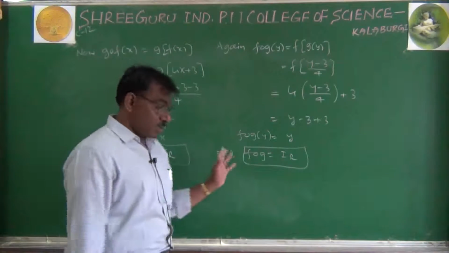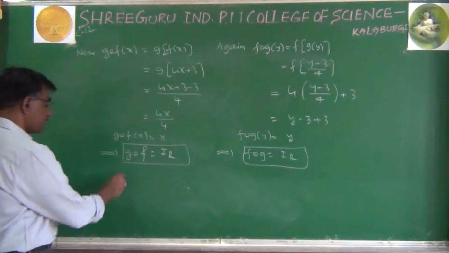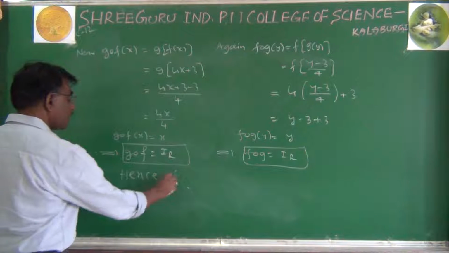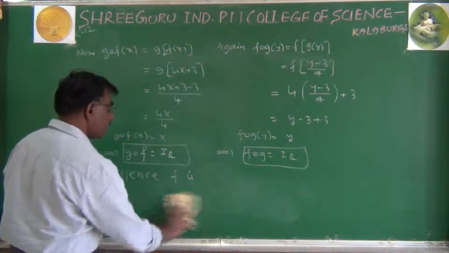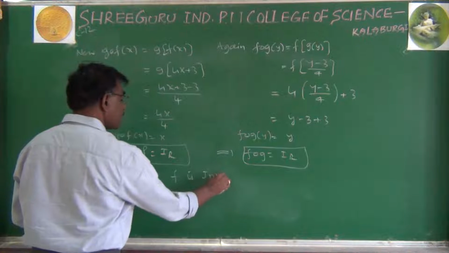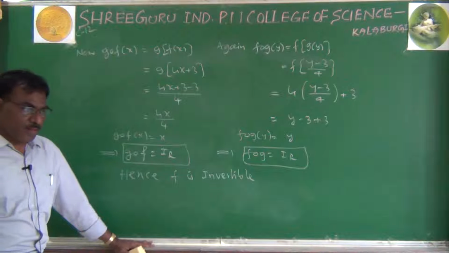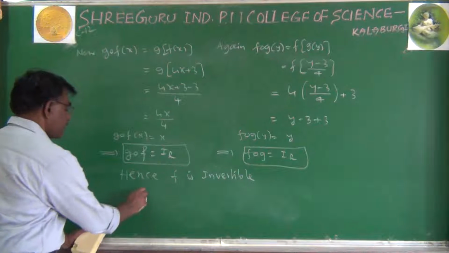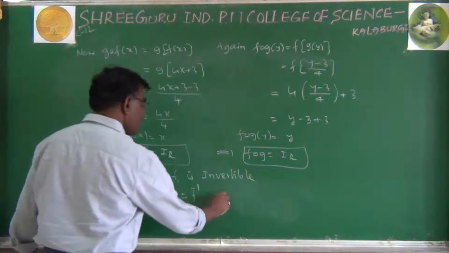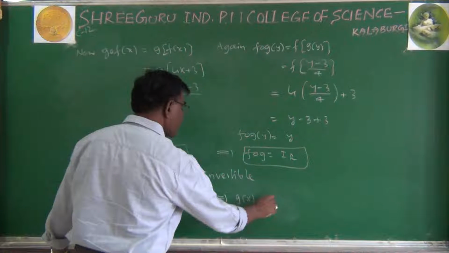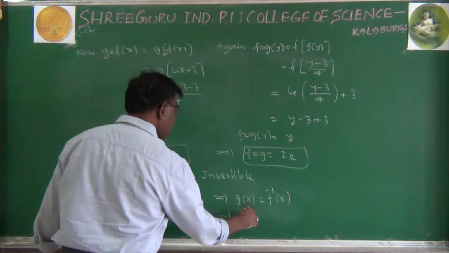So what is g? g is the inverse of f. Hence f is invertible, with g equal to f inverse. It implies g of x equals f inverse of x.